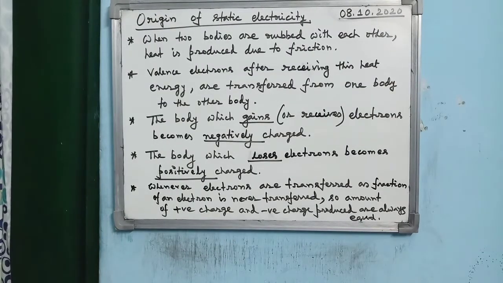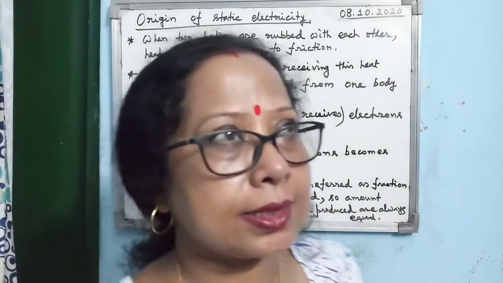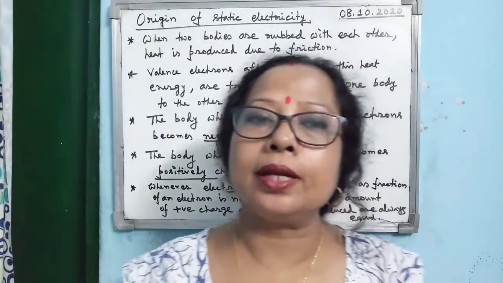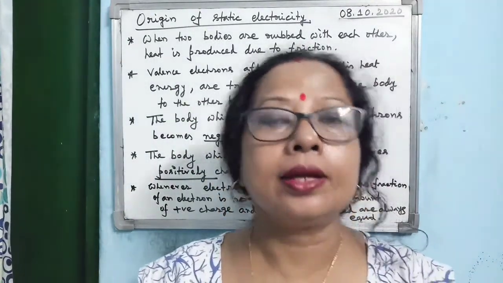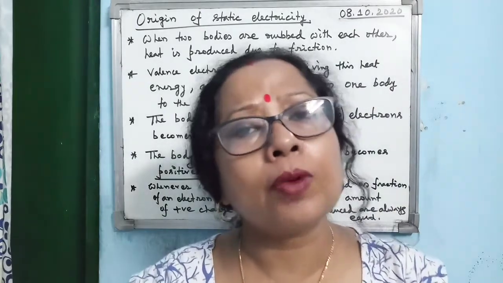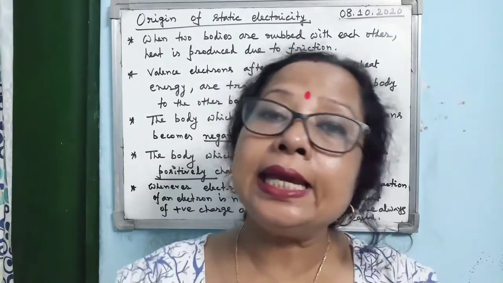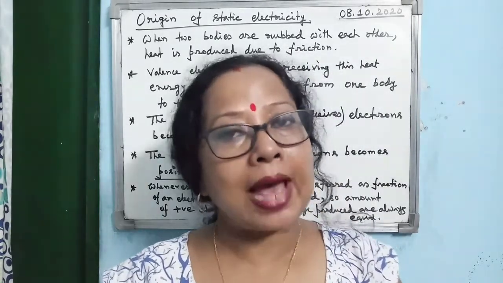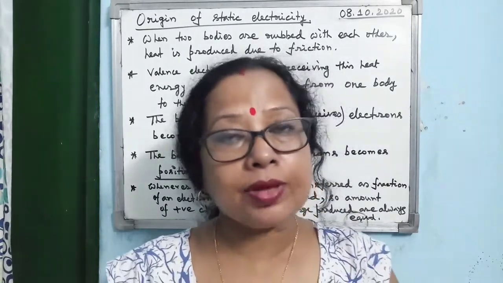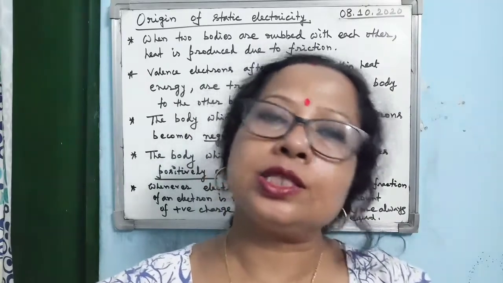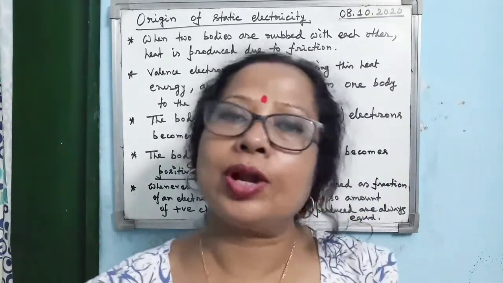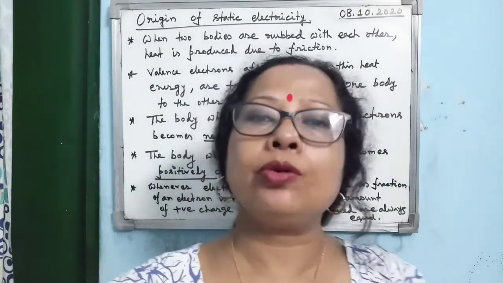Now what is the origin of static electricity? Static electricity, in most cases, is produced by rubbing two bodies with each other. Now, when you are rubbing the two bodies with each other, what happens? Due to friction, heat is produced. And the valence electrons, after receiving this heat energy, get transferred from one body to another.